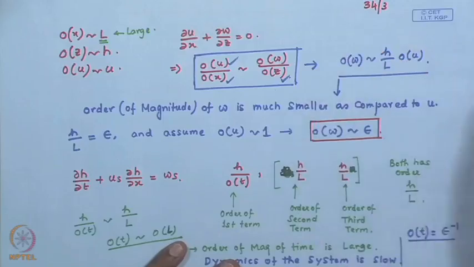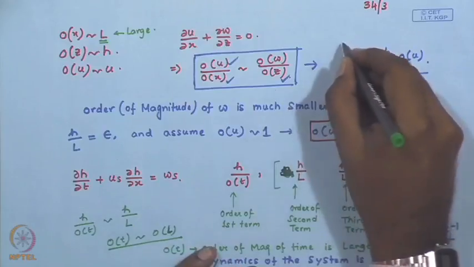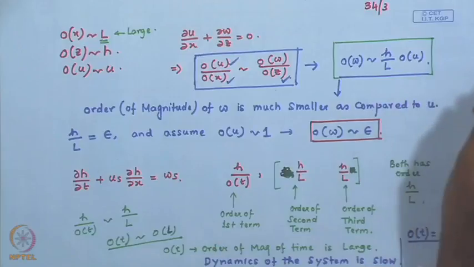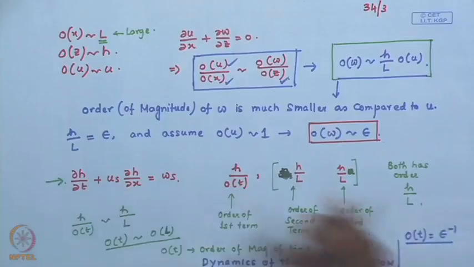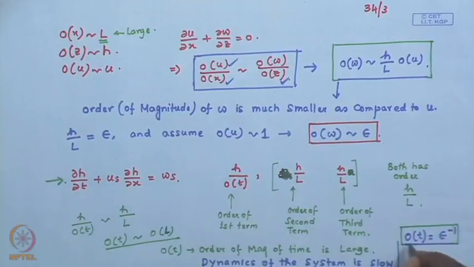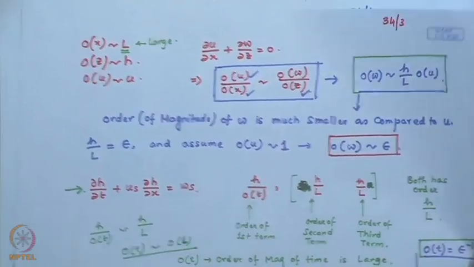First we used the order of magnitude analysis in the continuity equation, which gave us the fact that the order of w, that's the z component velocity, is much smaller as compared to the order of u. And then we looked into the order of magnitude analysis of the kinematic boundary condition, which told us that the order of time is epsilon inverse, that's time is slow.